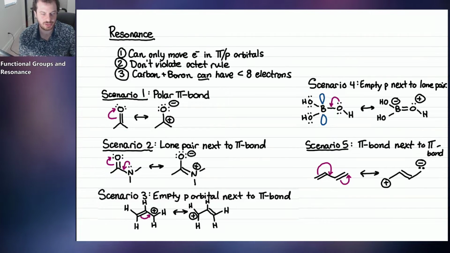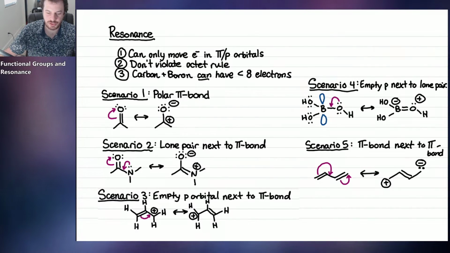Okay, so promise me you'll go right after this video and take a look at problem set 1. There's some practice drawing resonance structures. And as you draw the resonance structures, try and identify which scenario you are using when you draw that resonance structure, because it's always going to fit one of these 5 scenarios. And my OCD is going a little crazy. I need to underline scenario 3 and scenario 4 just so I can be consistent.